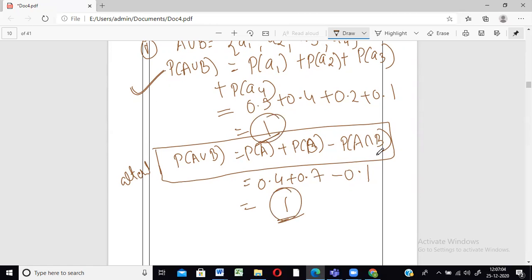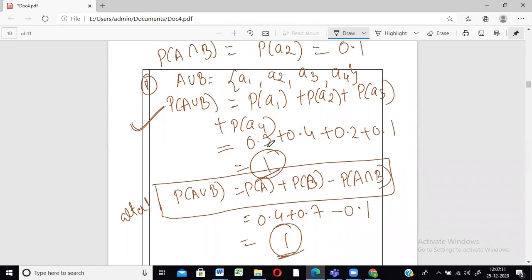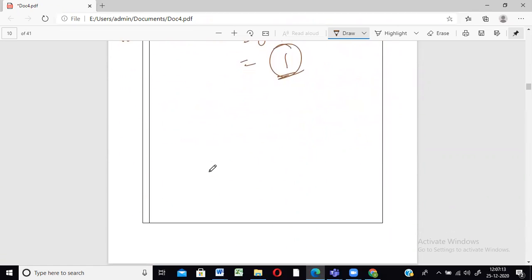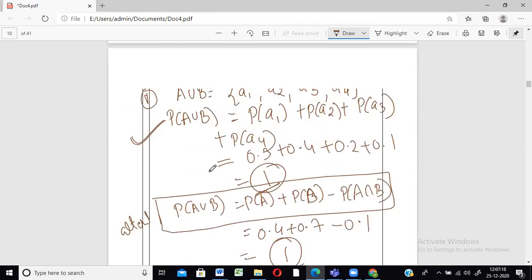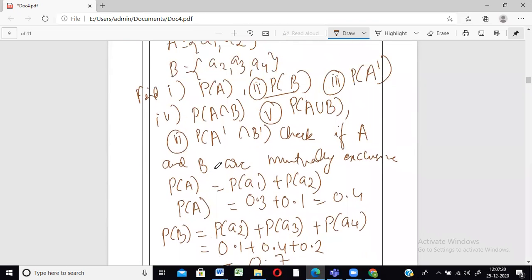But here we easily got the answer of A intersection B, so we can always substitute that and write it over here. But if you don't have this value, then you can use this method, whichever is okay. Okay, so now the next one. What was the next one? They told us to find probability of A complement intersection B complement.